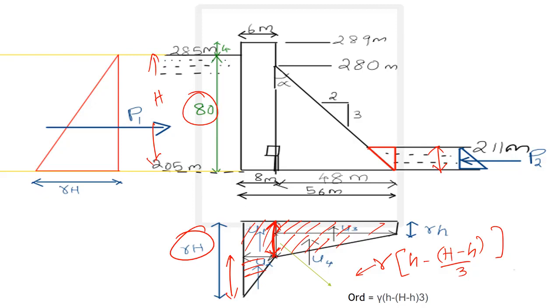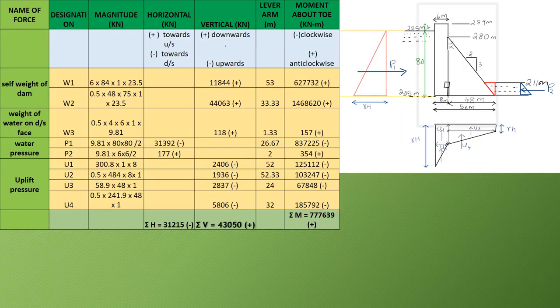So let us see. This table shows the calculation for all the forces coming on this cross section of the dam. This is the type of force, that is self weight, weight of water, water pressure, uplift, etc. Then the designation, that is just what we are going to name that particular force, that is W1, W2, etc. Then we have the magnitude in kilonewton, and whether the force is horizontal or vertical, both in kilonewton.